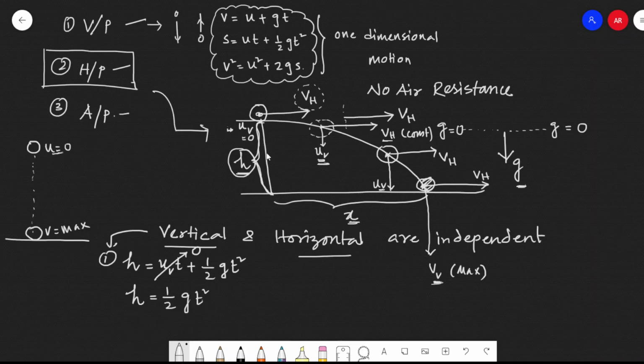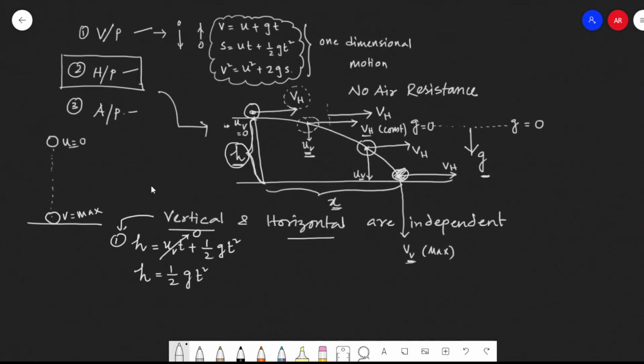T is the time of flight. T is the time the object takes to hit the ground right there. And when it hits the ground right there, how much vertical displacement the object covered? This is h. So when we are considering the vertical motion, we are just considering the vertical quantities. That is something to be kept in mind, where you need to pay attention.